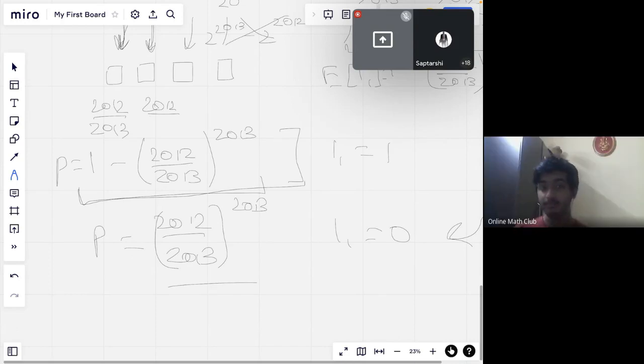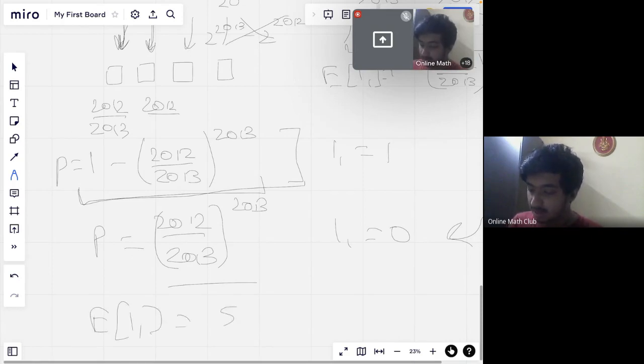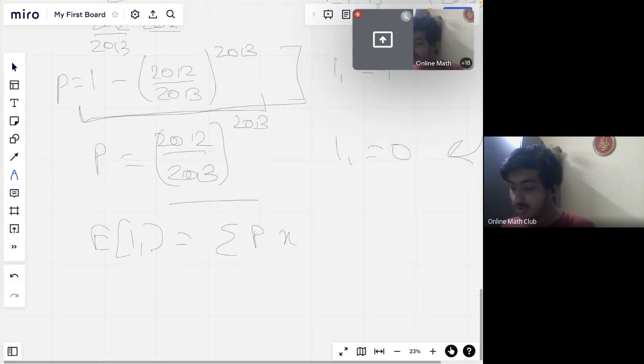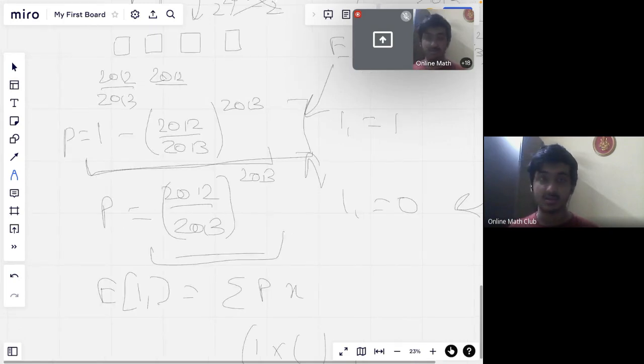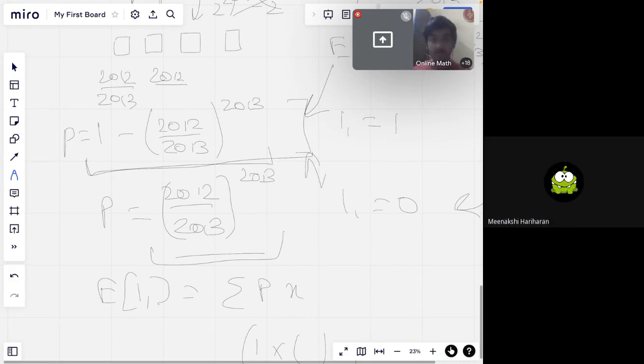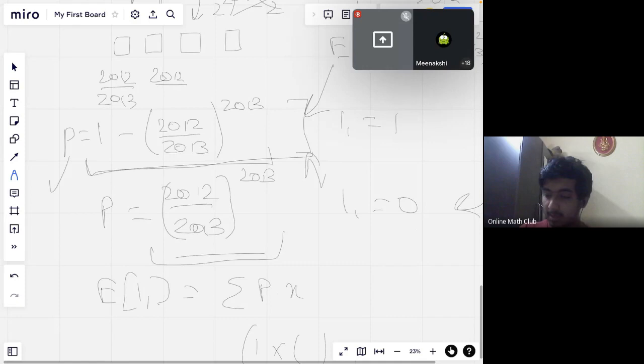What is the expected value? The expected value of I1 is going to be, remember, the summation of probability times the value. So it's going to be this into 1 plus this into 0. So it's basically going to be this. If it's for 1, then it holds good for each number, so you have to multiply by 2013. This multiplied by 2013 is the answer. That's it.